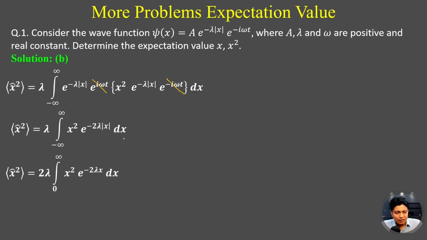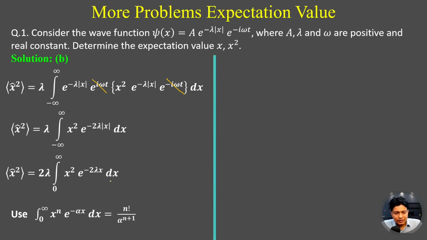Now this is an even function. Here we can see this is the even function. So this will be 2 times lambda, integration 0 to infinity x square e to the power minus 2 lambda x dx. Now use this integration: 0 to infinity x to the power n e to the power minus alpha times x dx is equal to factorial n divided by alpha to the power n plus 1.